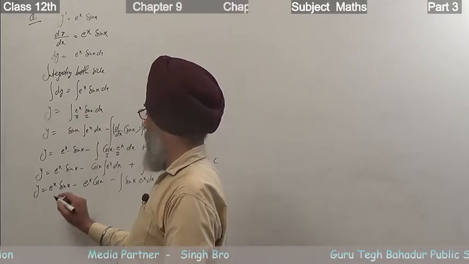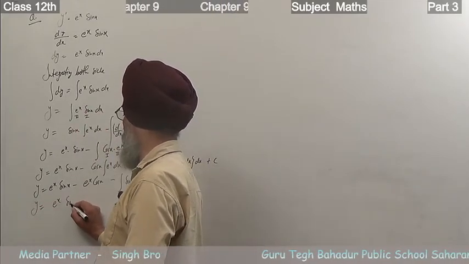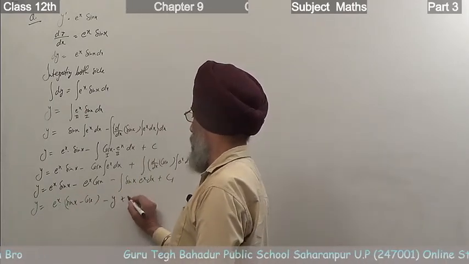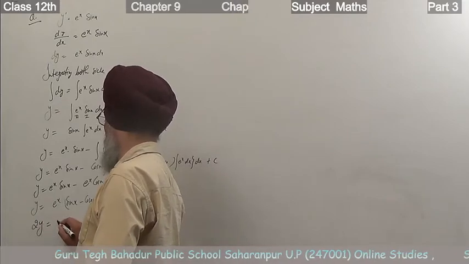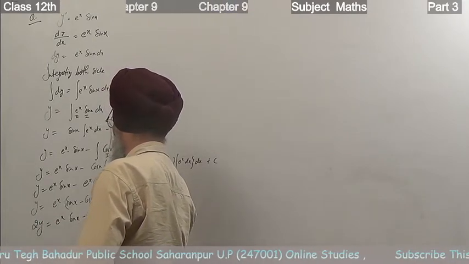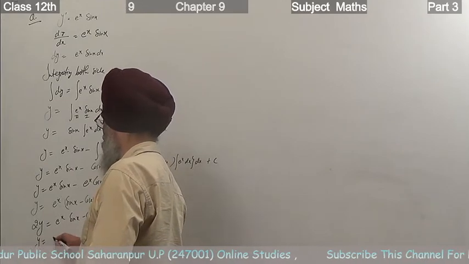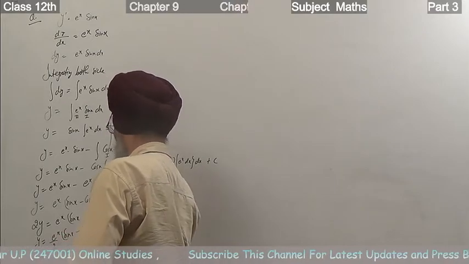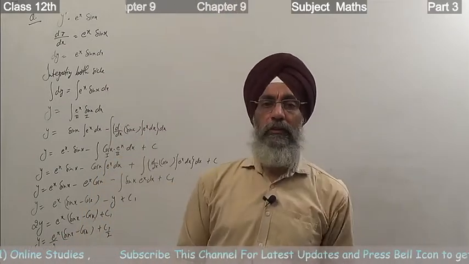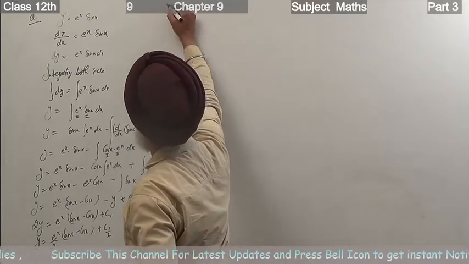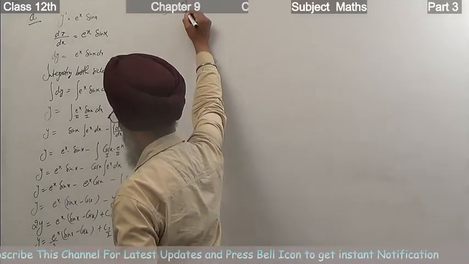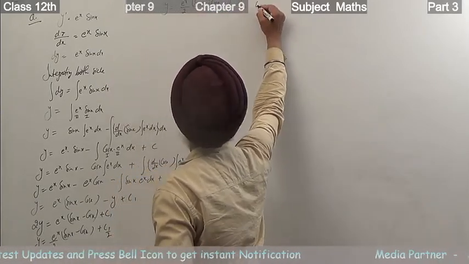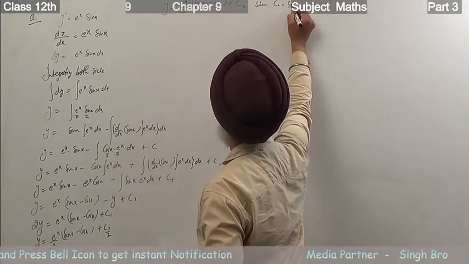This is again y. So y is equal to e to the power x sin x minus cos x, taking e to the power x as common, minus y plus c1. So 2y is equal to e to the power x times sin x minus cos x plus c1, or y is equal to e to the power x times sin x minus cos x upon 2, plus c1 upon 2. Leave as it is, or you can place the value of c1 here. It becomes y is equal to e to the power x upon 2 times sin x minus cos x plus c2, where c2 is equal to c1 upon 2.